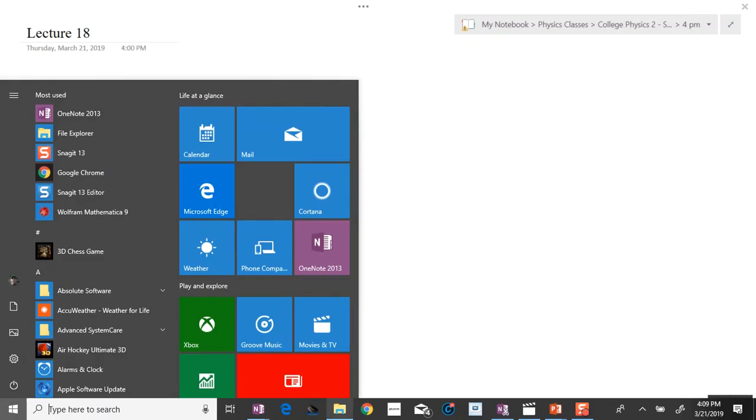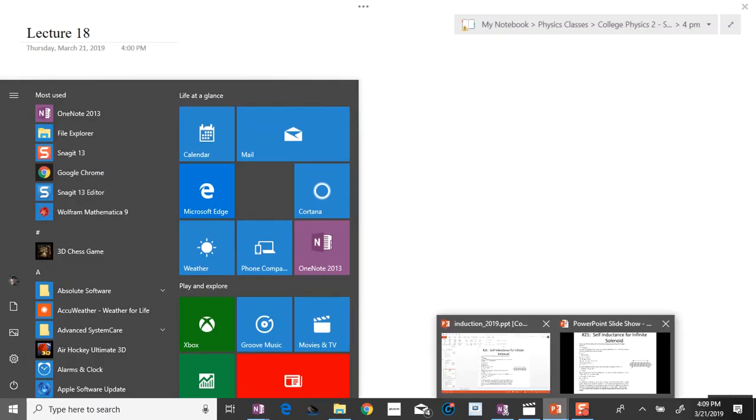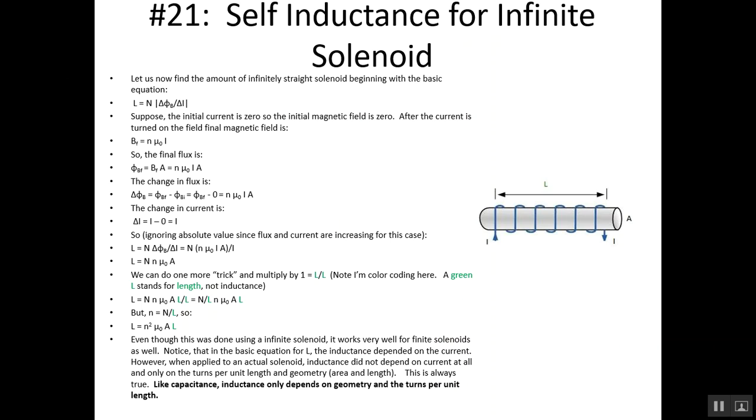The last thing I was talking about on Tuesday was inductance of a solenoid, self-inductance. There are two types of inductance, like I said on Tuesday: mutual inductance and self-inductance, but we're not going to do mutual inductance. We're going to focus on self-inductance because it's the more practical thing to talk about. So I'm just going to say inductance, but it means self-inductance because it's the only one we're really talking about. So, the self-inductance of a solenoid.